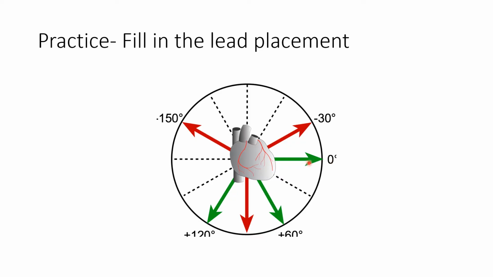Lead 1 is directed directly lateral to the heart and is detecting this current. This would be lead 2, slightly downward and to the left. AVF is directly inferior. We have lead 3, which is slightly rightward but downward. AVR, which is almost behind the heart, and AVL, which is slightly upward but to the left.